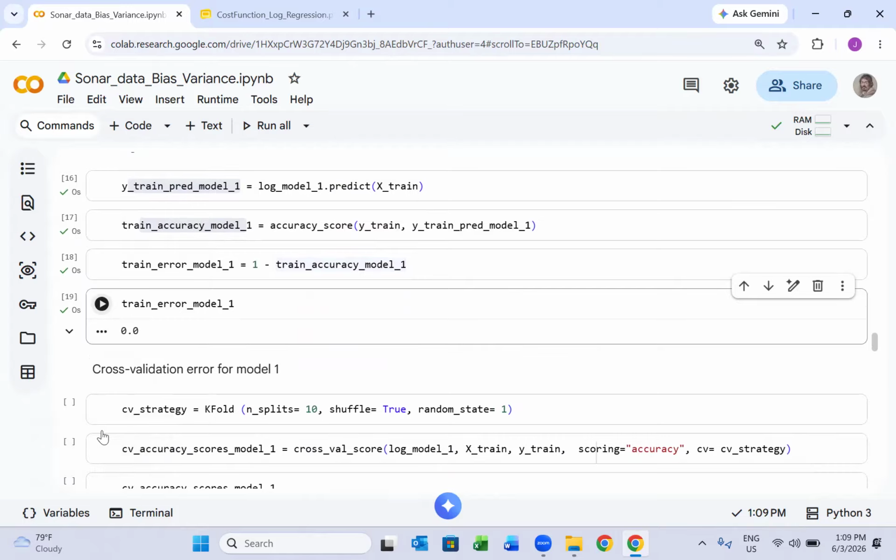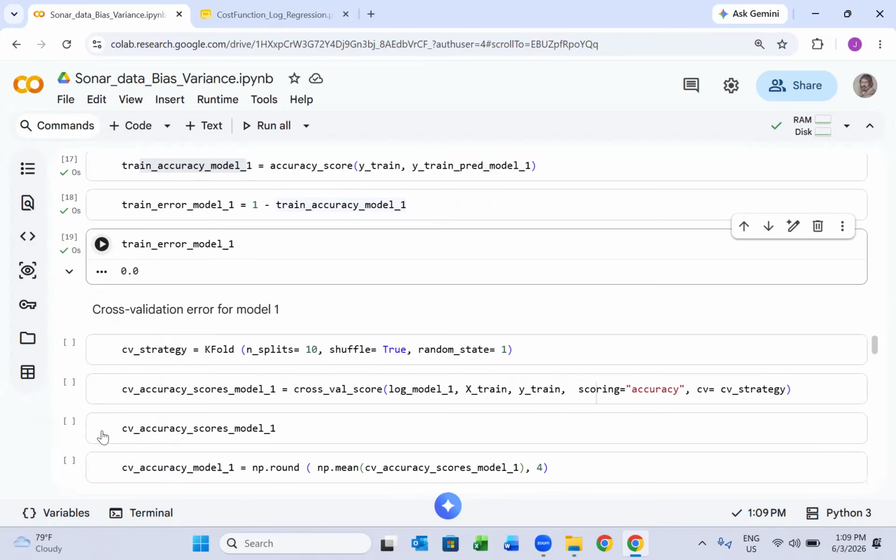So model number one has a perfect performance, flawless performance in the training data, okay? All right. How about the cross-validation error for model number one, okay? To get the cross-validation error, we need to apply cross-validation.